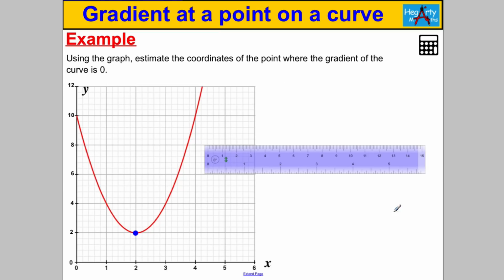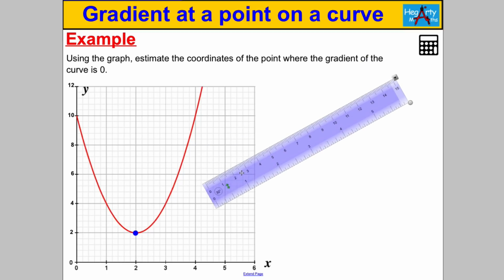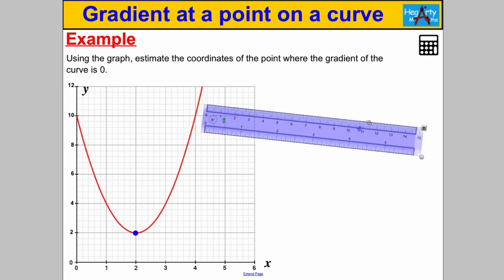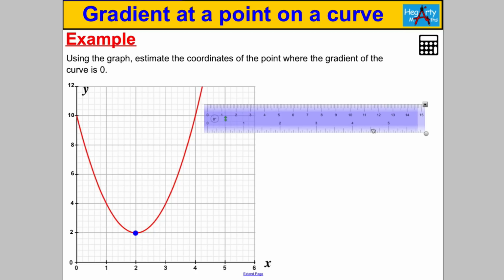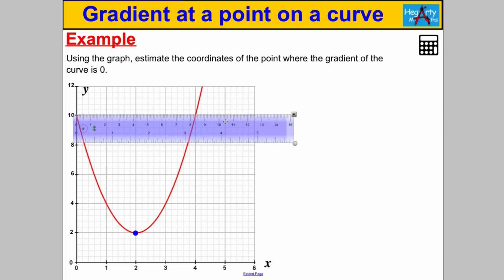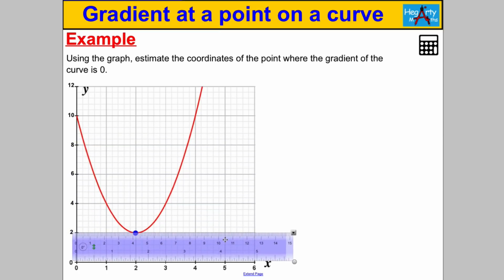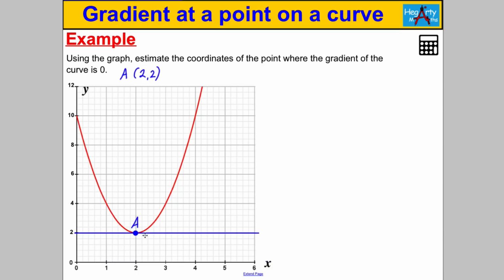Next question, pause and have a go. Using the graph, estimate the coordinates of the point where the gradient of the curve is 0. Well, when the tangent is like this, it's a positive gradient. When it's like this, slanted downwards, it's a negative gradient, and when it is horizontal, it is 0 gradient. So our tangent must be like this, and where does a line just touch with the 0 gradient? There. And we draw that line in, and the coordinates of the point where the gradient of the curve is 0 is at 2, 2.